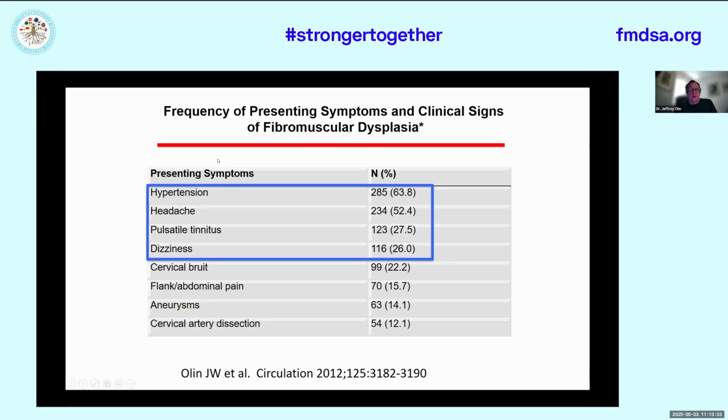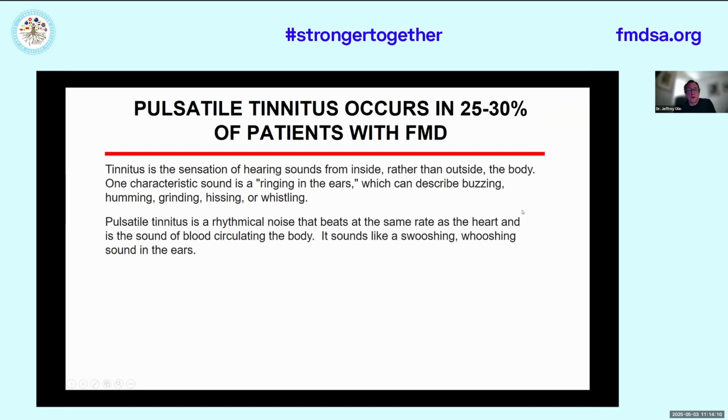In our registry, these were the four major presenting symptoms. Look at pulsatile tinnitus in 28% of patients. Patients don't volunteer that they hear funny noises in their ear. You have to ask them, do you hear any noises in your ear? And then what does it sound like to you? And if they can't really tell you, then I go a step further and I say, do you hear like a whooshing or a swooshing sound? And many patients who thought it was normal would say, yeah, I do hear that. I've heard that for a long time.